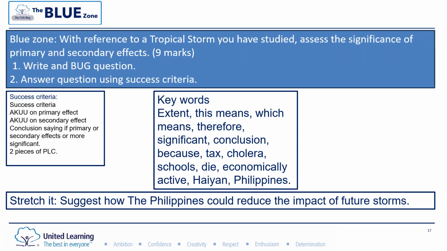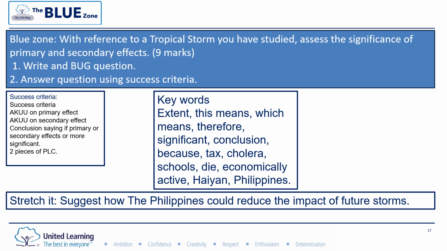So, what we're going to do now is come onto your blue zone. Okay, so what I need you to do is make some sort of judgment around whether primary or secondary effects were more significant. It says, with reference to a tropical storm you studied, Typhoon Haiyan, assess the significance of primary and secondary effects. So assess, you're making a judgment.